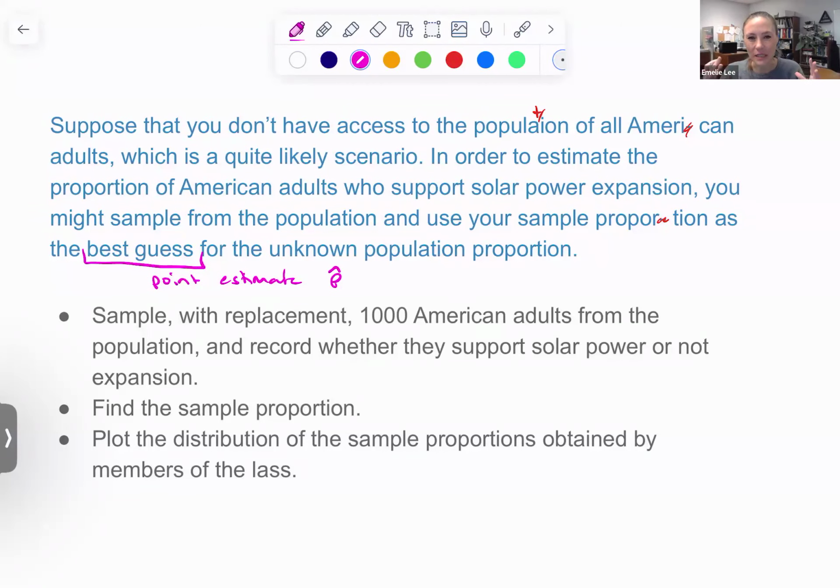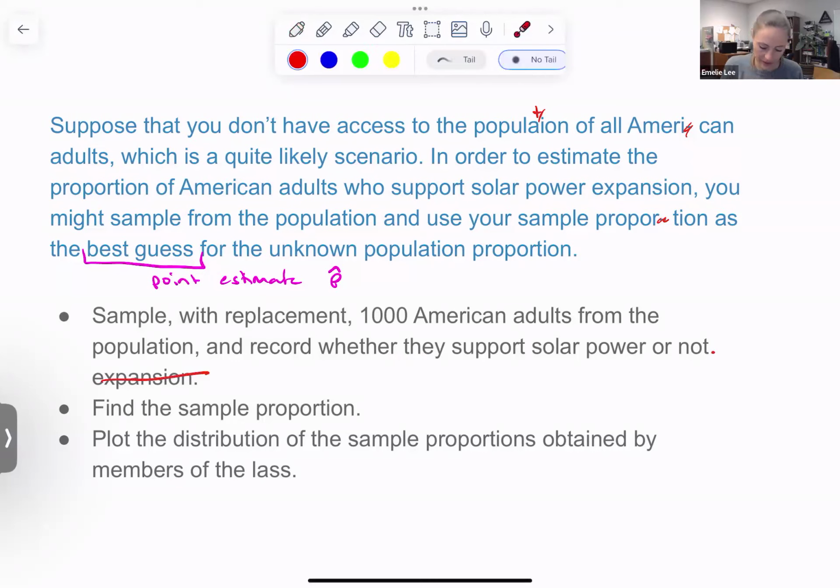Now, in theory, and I'm going to zoom past this because we're doing it in the lab, I'm just outlining the theory. What we would do is sample with replacement, let's say 1,000 American adults from the population. So you take a random sample of 1,000 American adults and you record whether they support solar power or not.